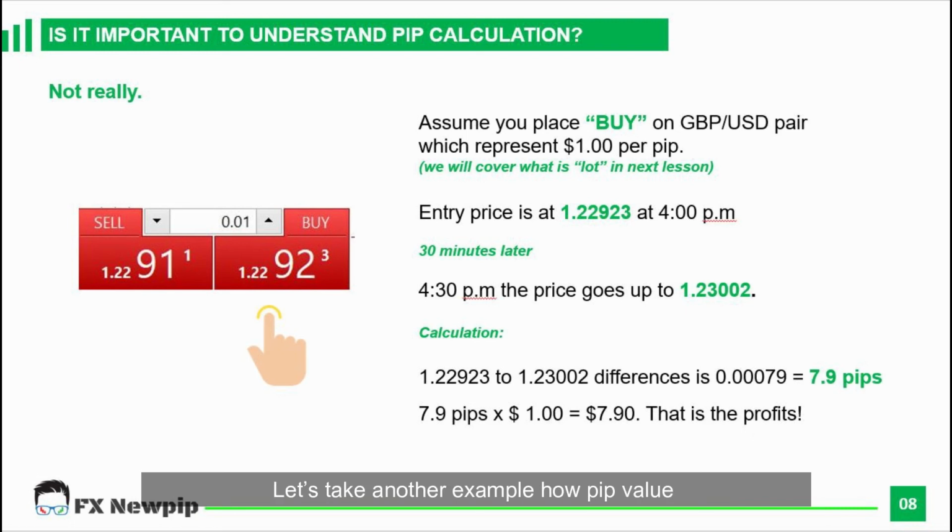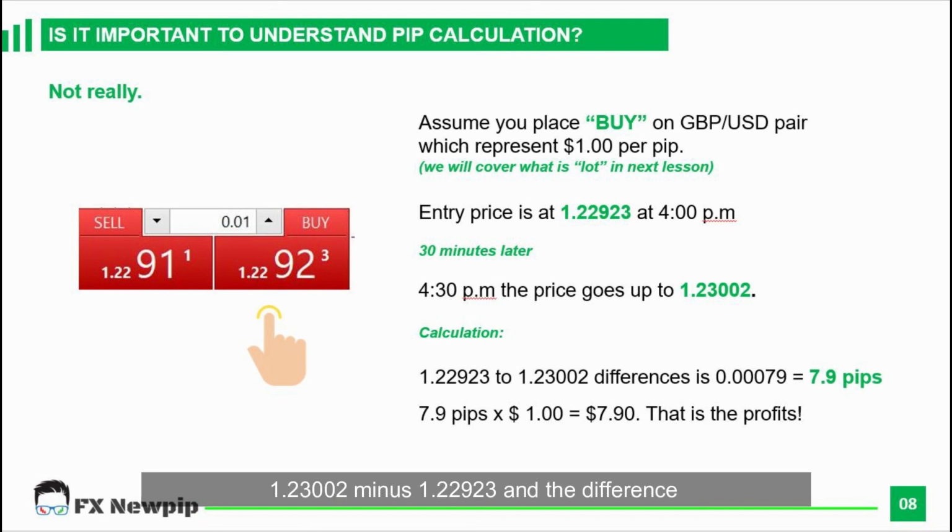Let's take another example of how pip value can help you in your trading preparation. Assume you place a buy on the GBP/USD pair, which represents a value of $1 for each pip, at a quote of 1.22923. You place this trade at 4 p.m. 30 minutes later, the quote or price goes up to 1.23002 from the original quote of 1.22923. This means your trade is already generating profit.